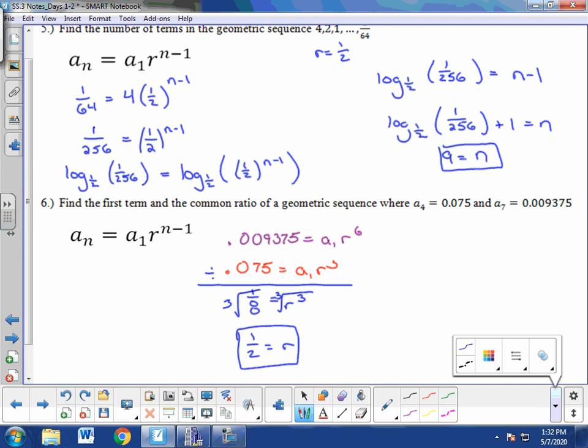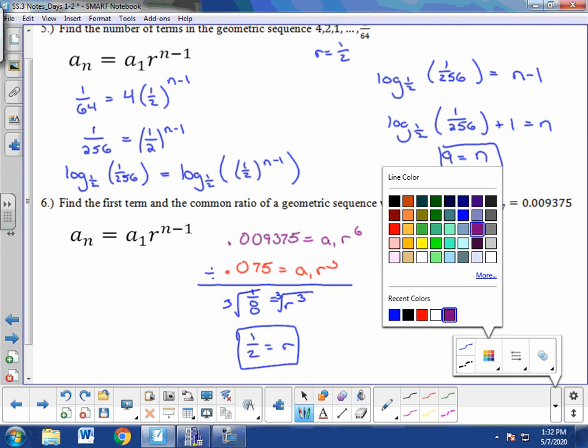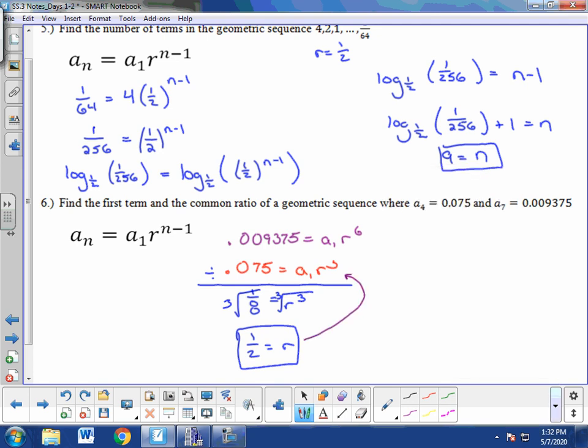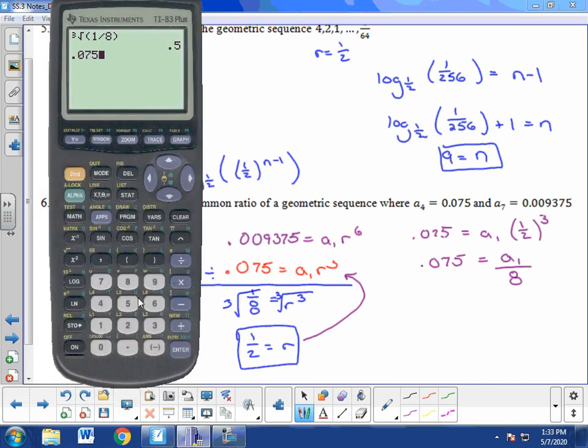So if I do that here, I'm going to take this and substitute it back in there. It's going to give me 0.075 equals a sub 1 times 1/2 to the 3rd power, or 1/8. So 0.075 equals a sub 1 times 1/8, or a sub 1 over 8. Now I can multiply both sides by 8, so I'll do that in the calculator, 0.075 times 8, and that gives me a decimal of 0.6. So a sub 1 would be either 0.6, or if you wanted to write that as a fraction, 3/5.